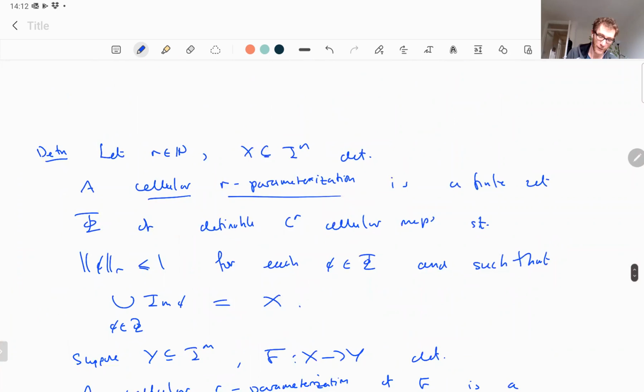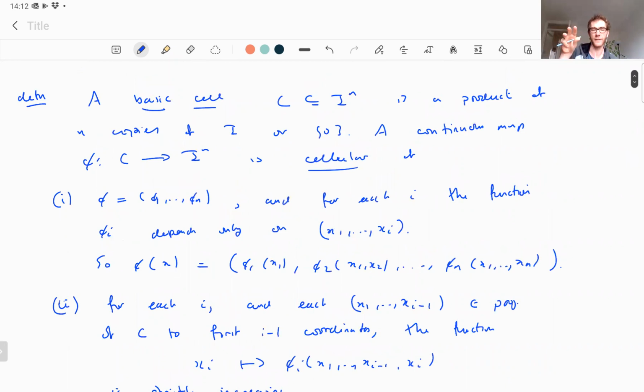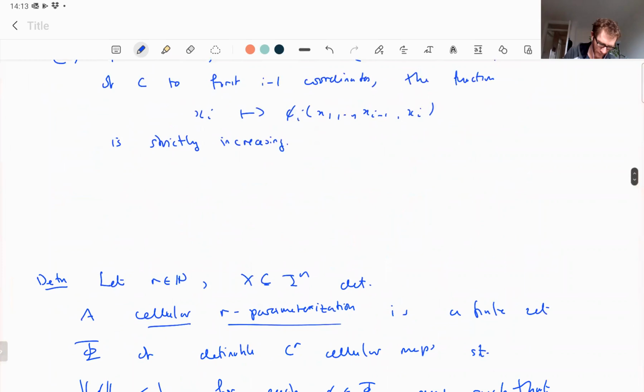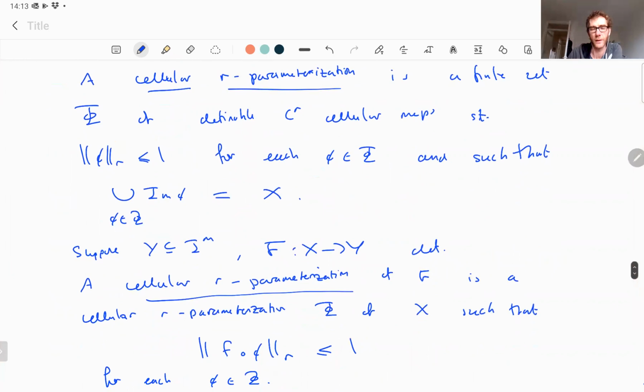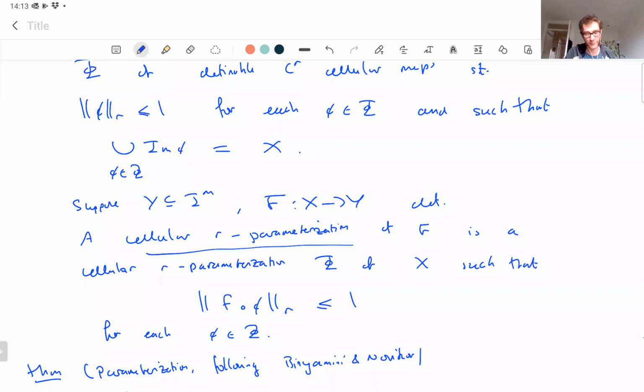A cellular R parameterization is a parameterization of a set, so you cover the set with images of maps. In a cellular R parameterization, we want those maps to be cellular and their derivatives up to order R to be bounded. They should also be definable. So it's a finite set Phi of definable C^R cellular maps with the bound on the derivatives, and their images cover the set. If you have a function on that set, a cellular R parameterization of the function is a cellular R parameterization of the domain such that in addition, when you read the function through those charts, its derivatives exist and are bounded by one.